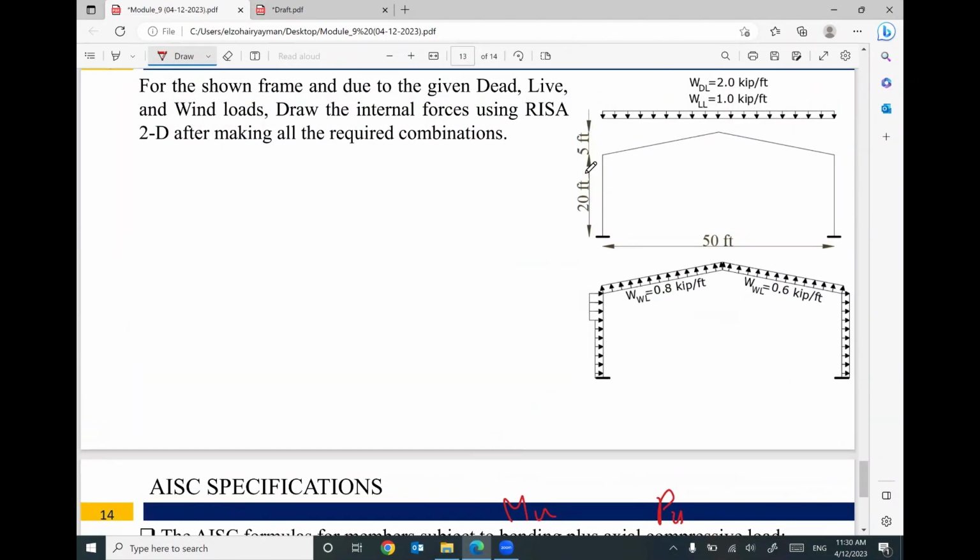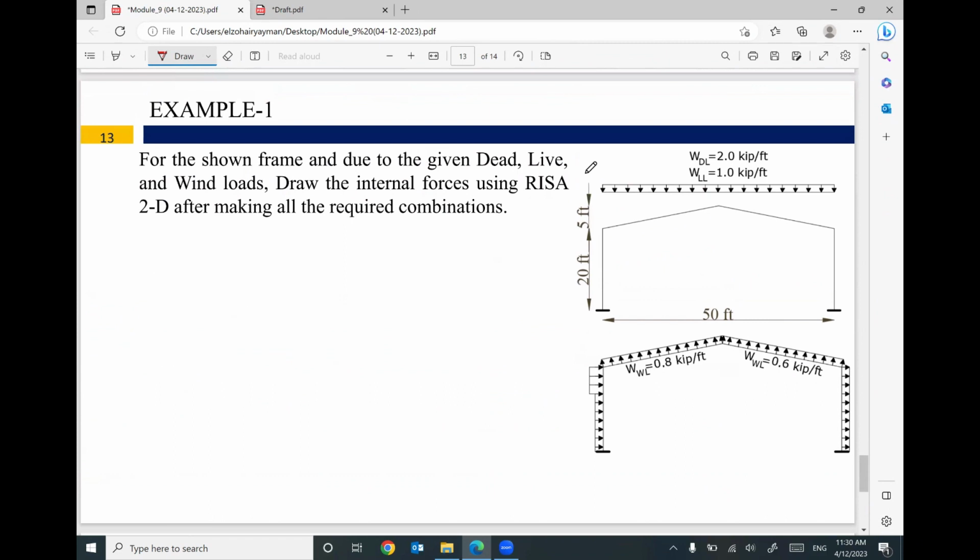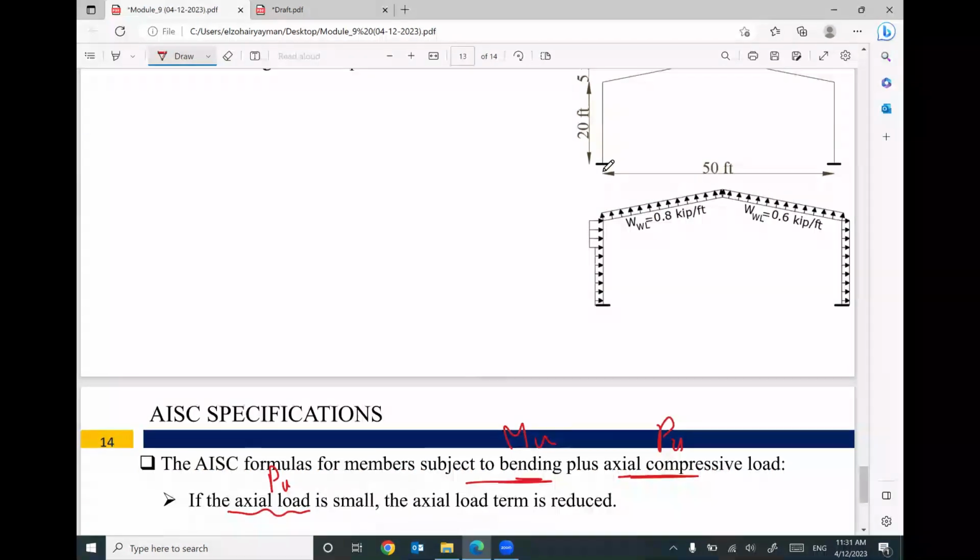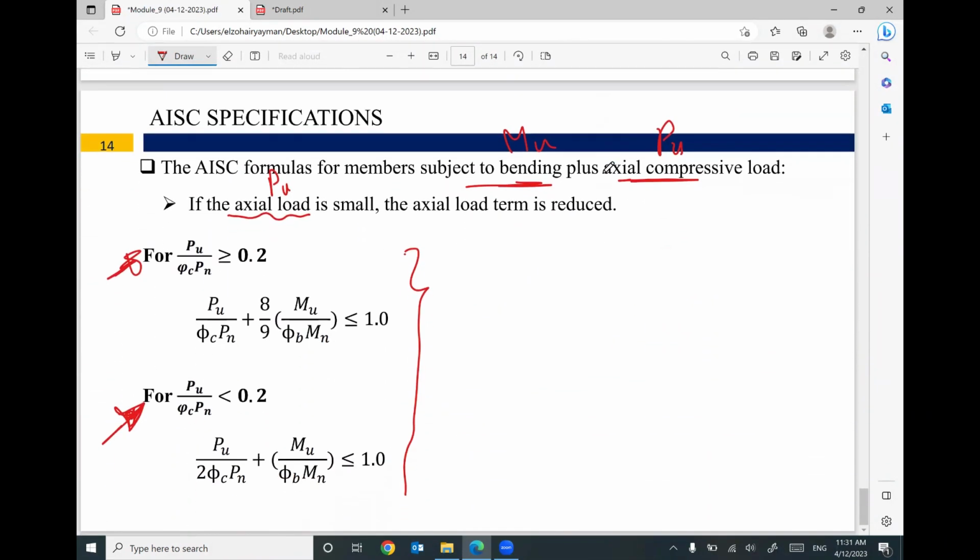So this is the plan for the next meeting. We will have a dead load, a live load. We should have a snow load also, and the snow load and wind load. All of them are given. I will use RISA to analyze this frame, and I will go through solved examples and the design from A to Z.